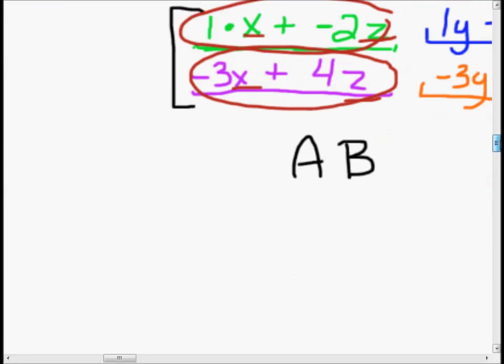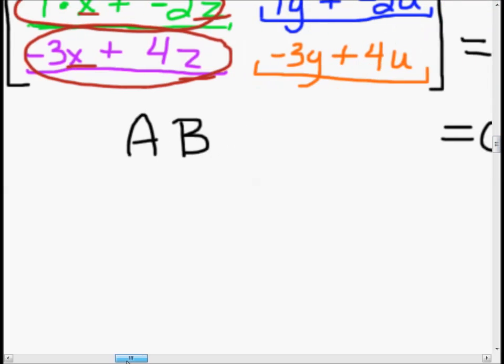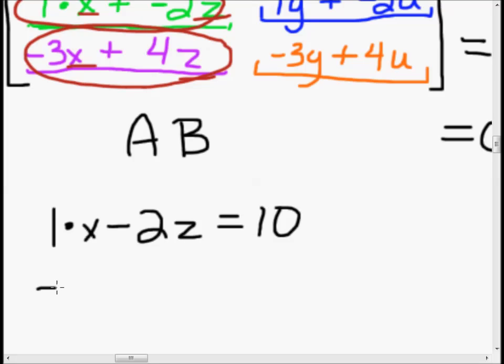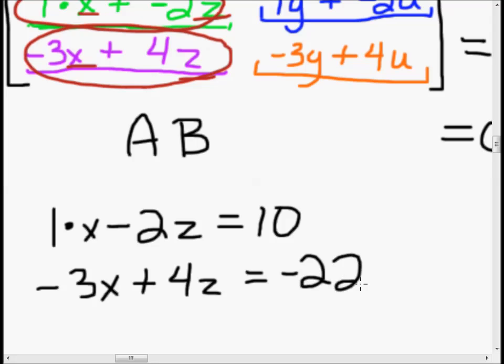That's what they are. So this turns into, and I'm trying to get everything, so 1 times x, and I'm just putting that in there so we don't forget that we've multiplied stuff together. 1 times x minus 2z equals 10, and -3x plus 4z equals -22.